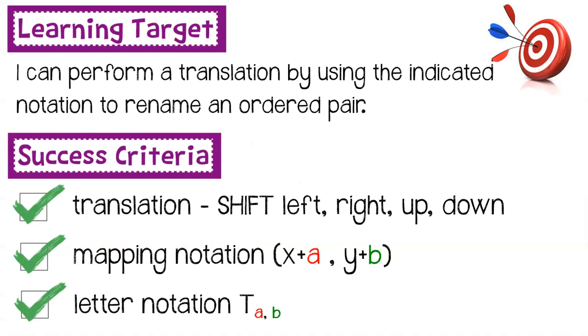In today's lesson, you're going to be able to perform a translation by using an indicated notation to rename an ordered pair. You need to know these three things: that a translation is a shifting of a point or several points left, right, up, and down. There's no flipping, there's no turning, and there's no changing size. We're going to be talking about two types of notations today: mapping notation and letter notation.